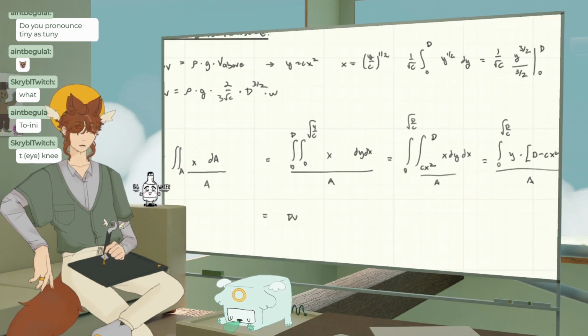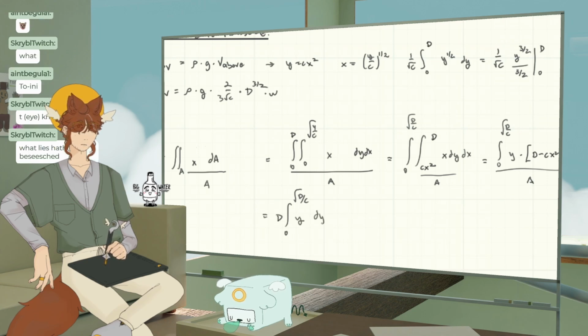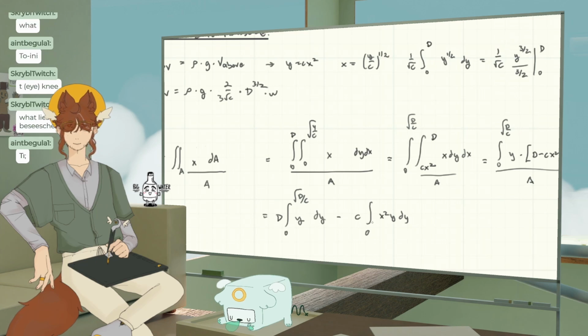Okay, so yd. I'm gonna split it into two integrals. Okay, so we go 0 to d over c. This is d y dy, minus c x squared y dy. What do I do with the x squared though? Wait, what did I do with the x squared?